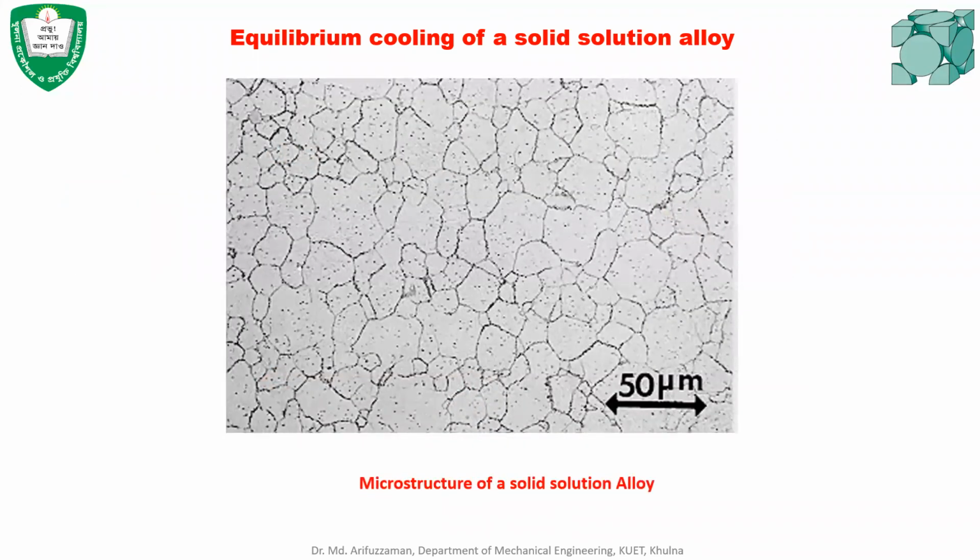This is the microstructure of a solid solution alloy, which is very uniform, and you will see only a single phase in here. At room temperature, you will see a single phase with the grain boundaries, where the atomic arrangement is different. The grain boundaries will have the same composition, but they will show differently because of the light reflection and crystal imperfection.